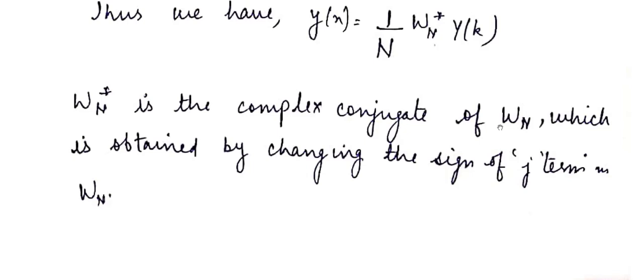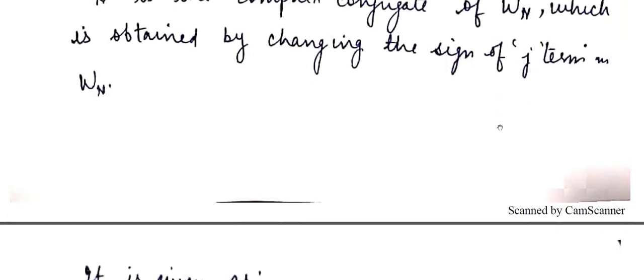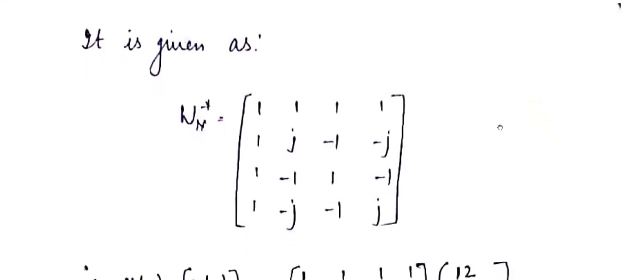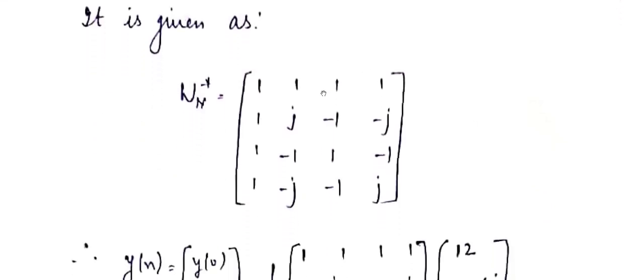So you will use the W4 matrix, but now we will use the complex conjugate of W4, and that can be obtained by just changing the sign. You can see we have changed the signs. Minus j has become plus j, plus j has become minus j, again this plus j has become minus j, and minus j has become plus j. Other values will be the same.